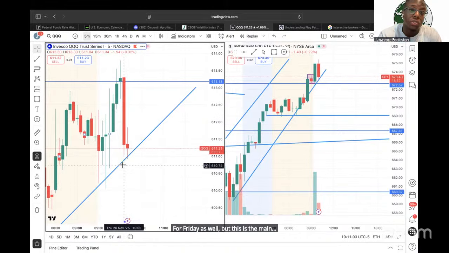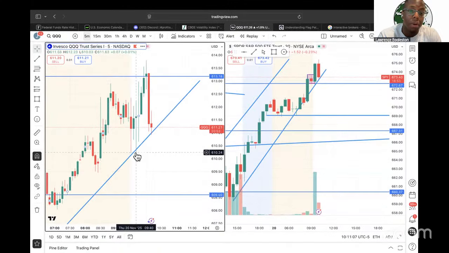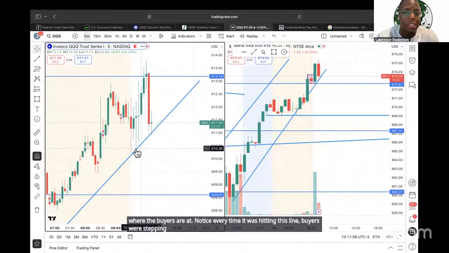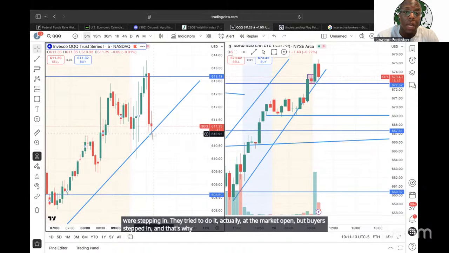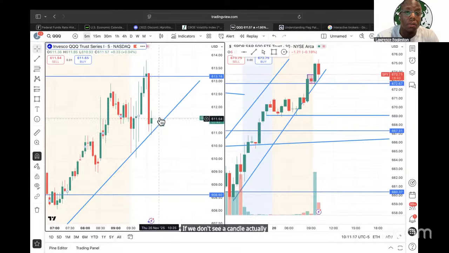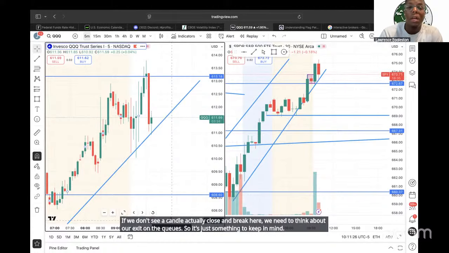Notice that the wicks are showing you where the buyers are at. Notice every time it was hitting this line, buyers were stepping in. It tried to do it actually at the market open, but buyers stepped in, and that's why we shot. So we got to be mindful of that. If we don't see a candle actually close and break here, we need to think about our exit on the Qs. So it's just something to keep in mind.